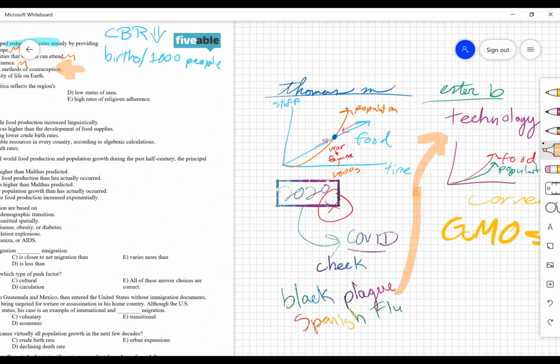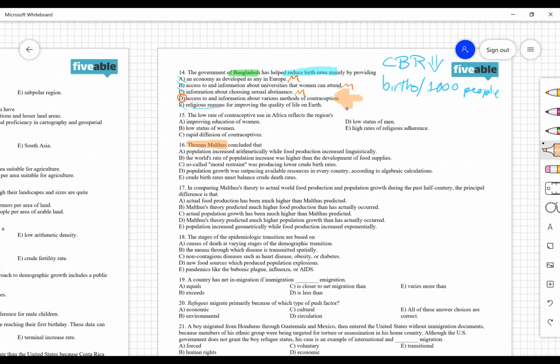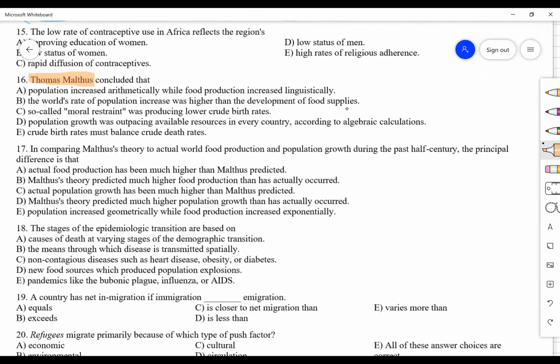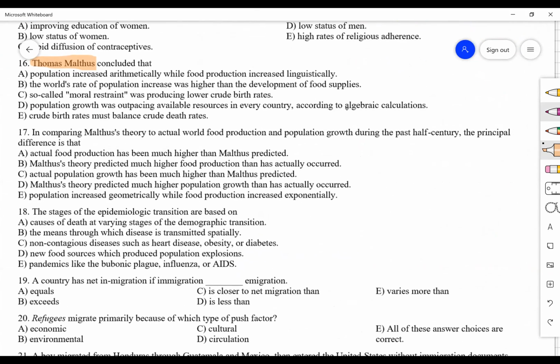So now, let's go back to the question that we were going to talk about. Thomas Malthus concluded that population increased arithmetically while food production increased linguistically. Now, let's divide this into two. So it's talking about population and food. So population does increase arithmetically.